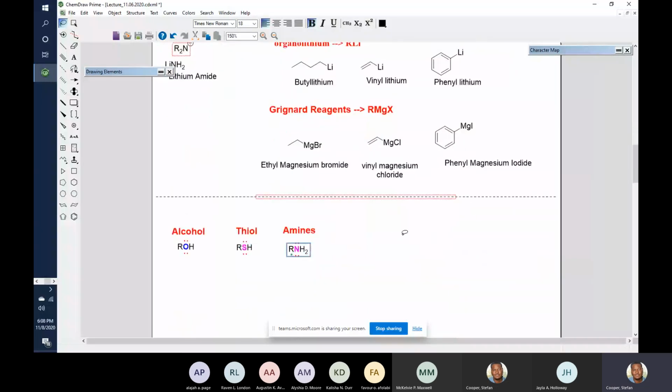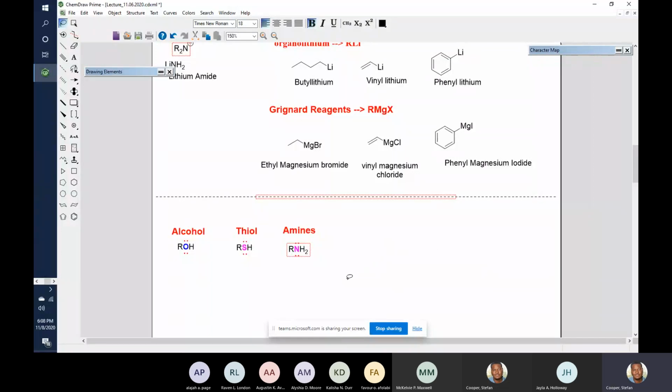Down here, I had some other stuff that I was trying to work on. It's our typical alcohols, thiols, amines. These are compounds that have lone pairs that will also participate in being nucleophiles. These are pretty neutral. Also, you can have the carboxylates or the amides.